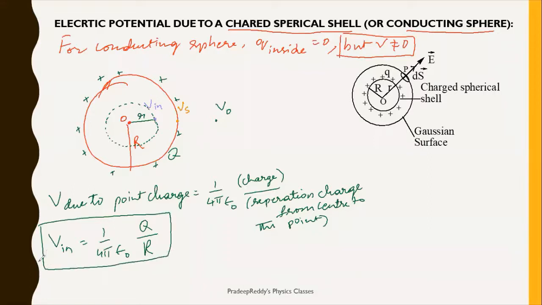So this is the electric potential inside. It's a very, very important conclusion. Whenever we are calculating electric potential inside the conducting material, you need to take the charge which is on the surface, and the separation from the center to the point where the charge is accommodated. From the center, the charge is accommodated at capital R. That's the reason why I'm taking capital R here. Don't take small r here.